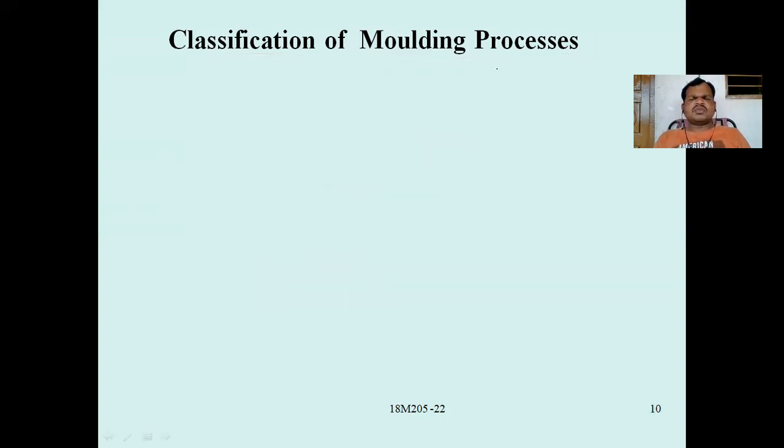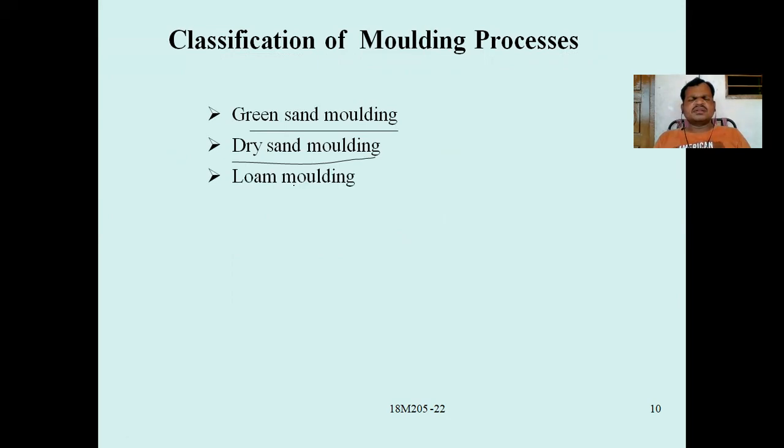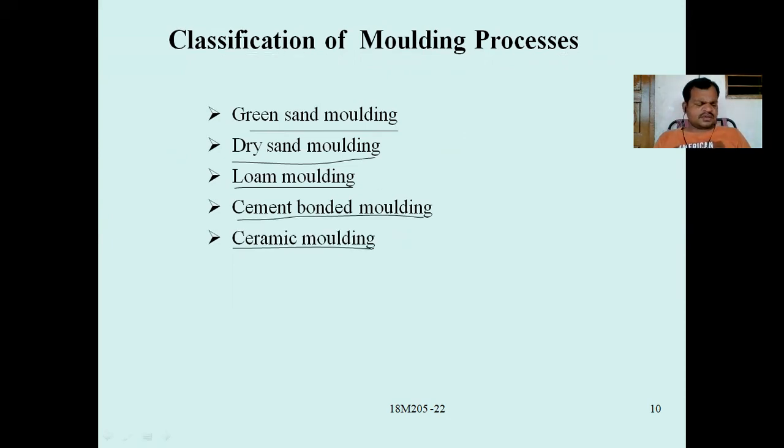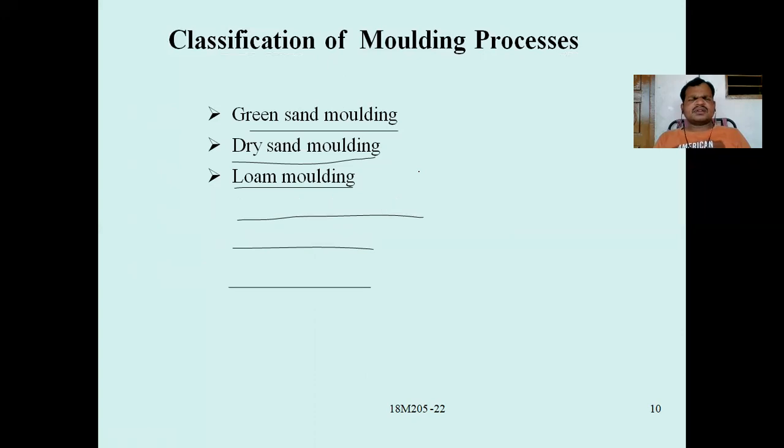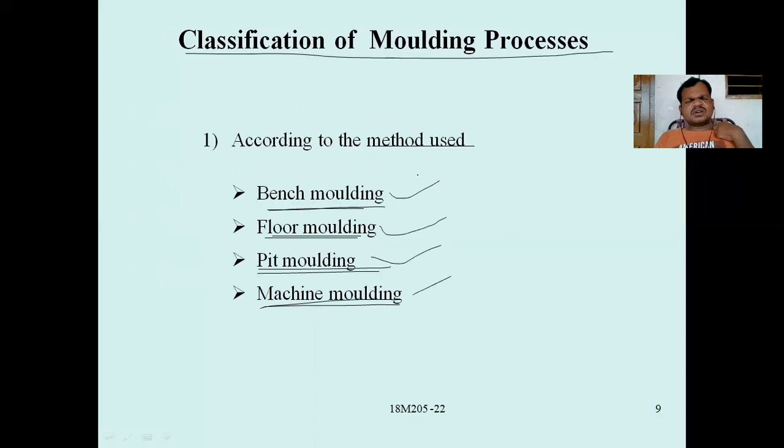Classification of molding processes: green sand molding, dry sand molding, loam sand molding, cement bonded molding, ceramic molding, shell molding. These are the classification of molding processes according to the method.